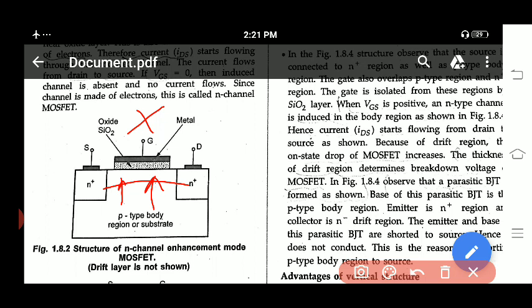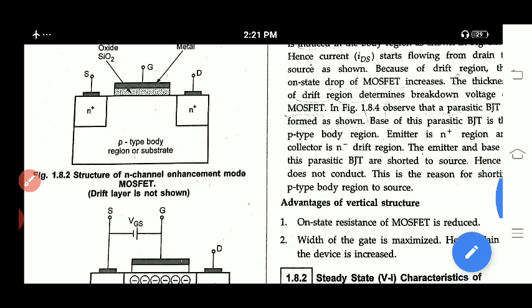In case you make VGS equal to 0, obviously this is not positive, this is 0, so it will not attract the electrons. Then whatever electron accumulation layer is there will become absent. Obviously then this MOSFET turns off.